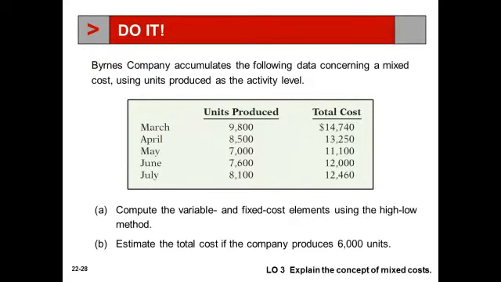Let's do an example of the mixed cost element isolating the variable and fixed cost elements. Burns has the following data. Various costs for the months of March through July with various units produced. Let's compute both the variable and fixed cost elements using the high-low method. And then we'll estimate the total cost if the company produces 6,000 units.